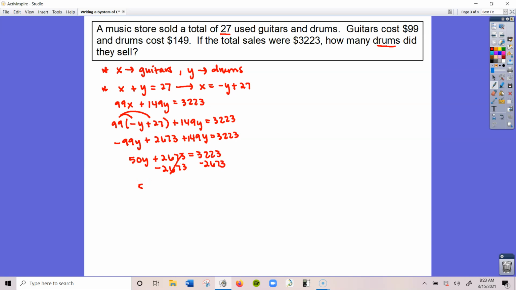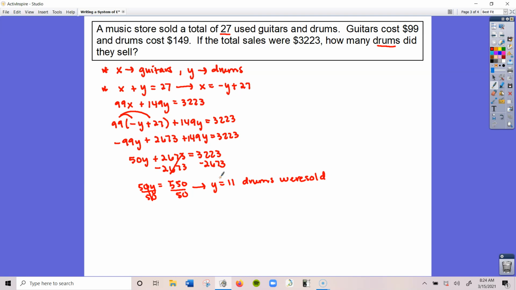So we would get 50y is equal to 3,223 minus 2,673, which is 550. Divide by 50, and we get that y is equal to 11. So this means that 11 drums were sold.